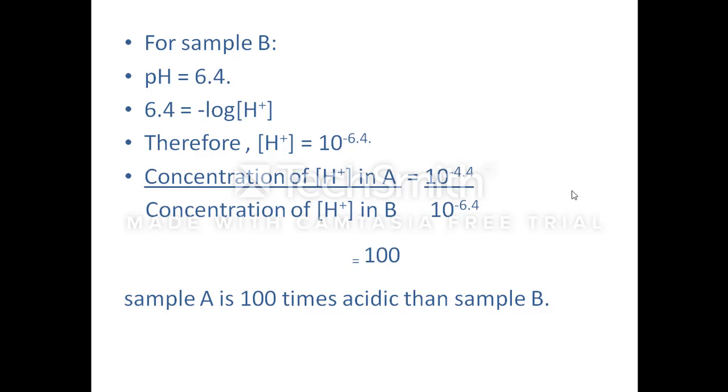What does it mean? It means that sample A is more acidic than sample B. That means sample A is 100 times more acidic than sample B because the concentration of hydrogen ions in sample A is more. So sample A will be more acidic.